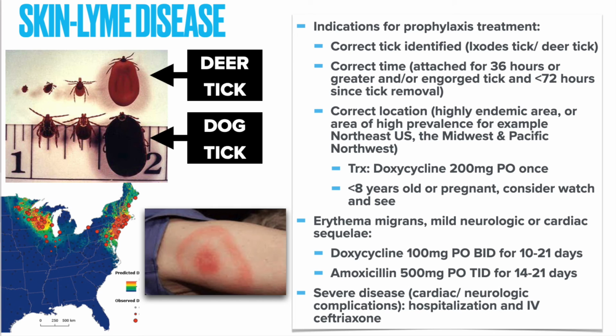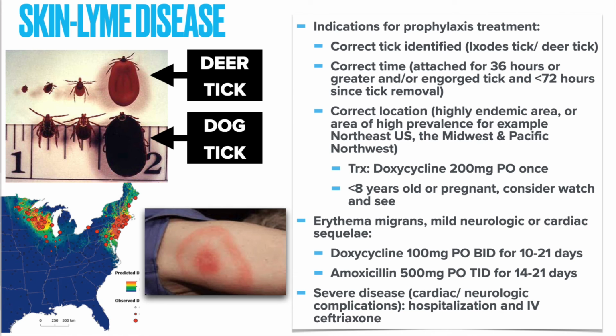These next two slides are focused on treatment for tick bites and when antibiotics are going to be indicated. So indication for prophylactic treatment following a tick bite, patient without symptoms, that includes the correct tick identified. So it's the, I don't know how to say this, Ixodes tick, or it's a deer tick. That would be the correct tick. And there's a picture there on the side, deer tick versus dog tick.